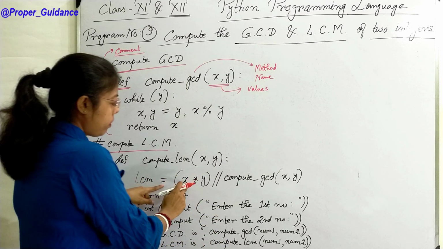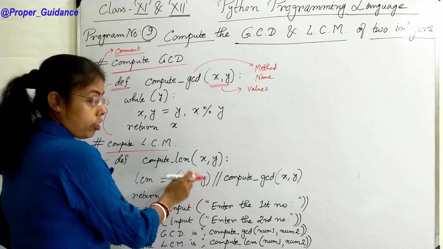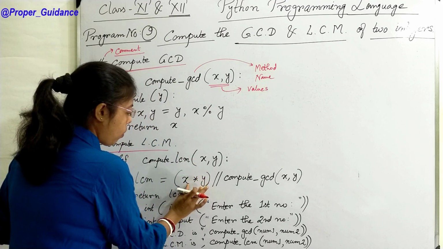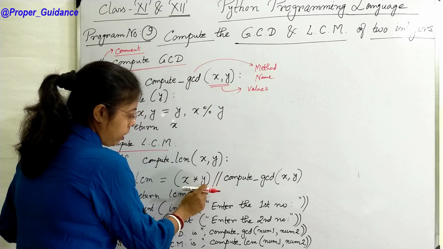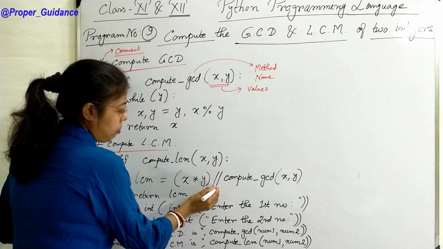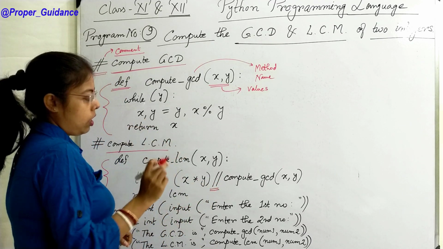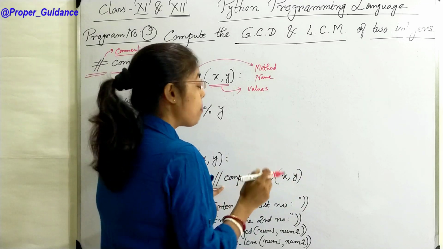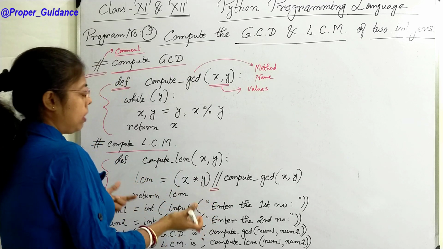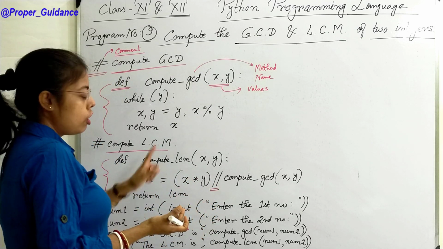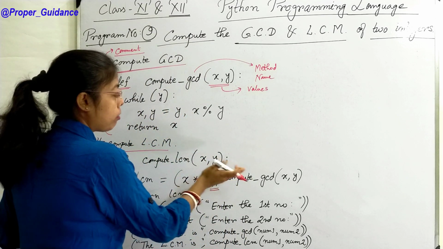So here we are just doing that very simple thing. LCM equals x multiplied by y, x into y. The asterisk means the product of x and y. The double slash notation is used for integer division. I have already mentioned in our previous programs what the operators look like and how they work, right?